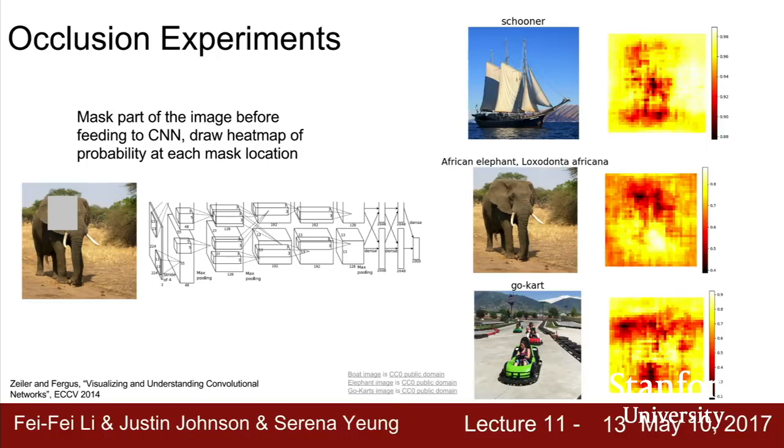Here I've shown 3 different examples of this occlusion type experiment. Take this example of a go-kart at the bottom. Here the red corresponds to a low probability, and the white and yellow correspond to a high probability. When we block out the region of the image corresponding to the go-kart in front, the predicted probability for the go-kart class drops a lot. That gives us some sense that the network is actually caring a lot about these pixels in the input image in order to make its classification decision. Question?